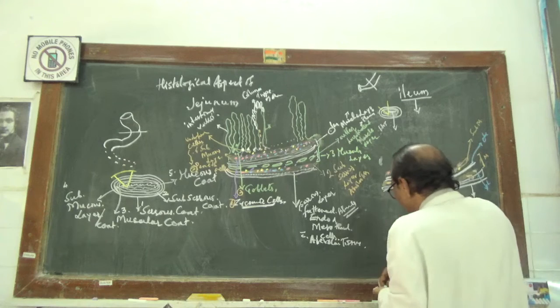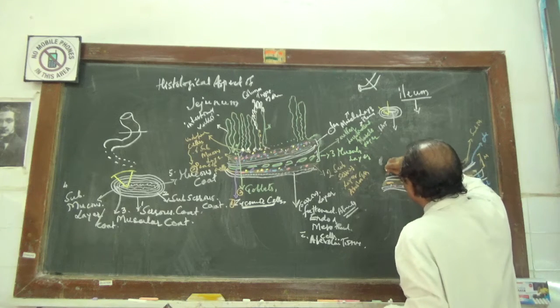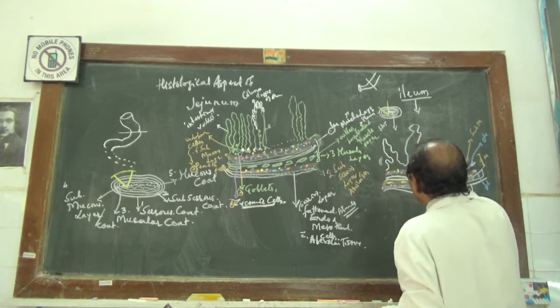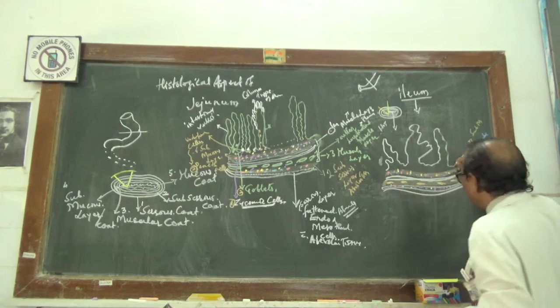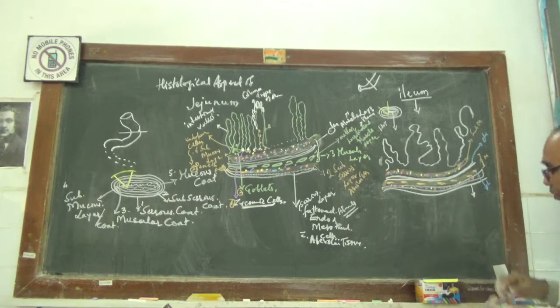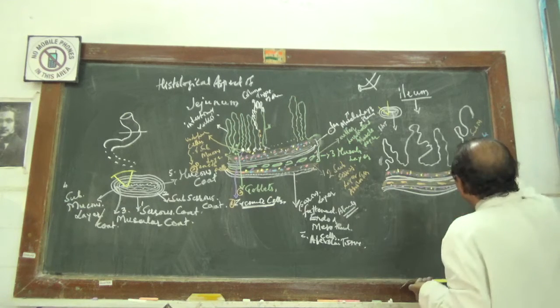Then you will have the mucosal coat. The mucosal coat of this is irregular, and then you have the crypts. These are the crypts.